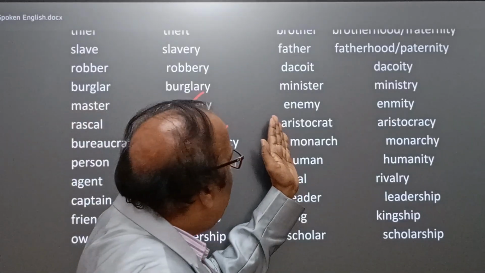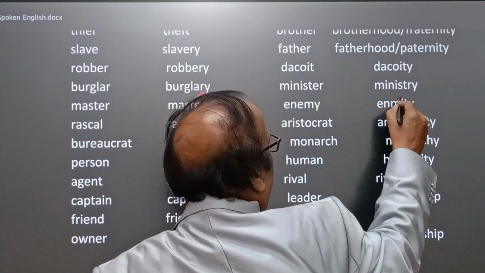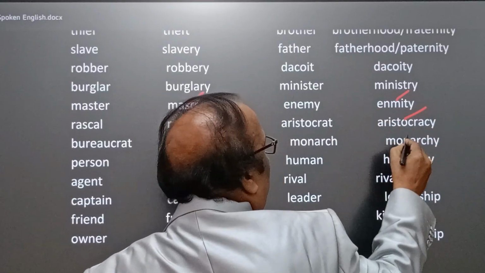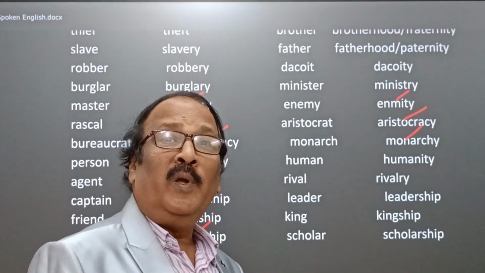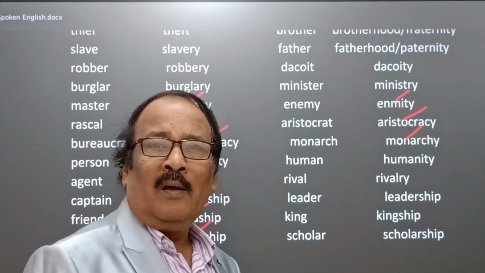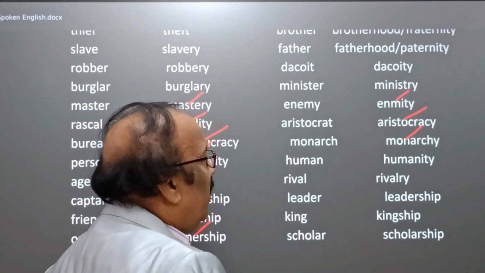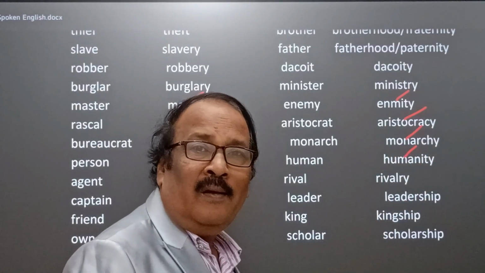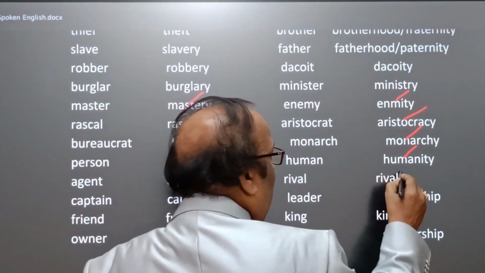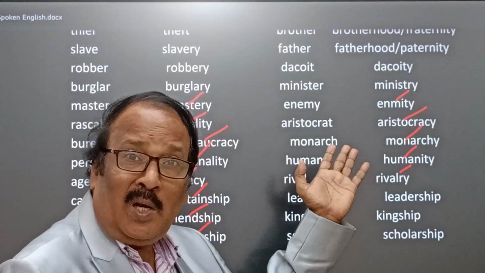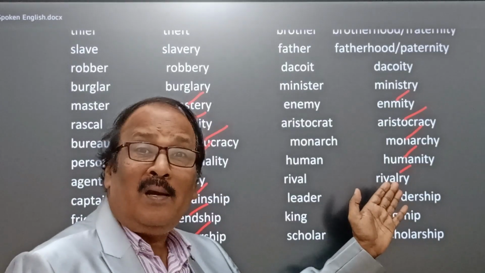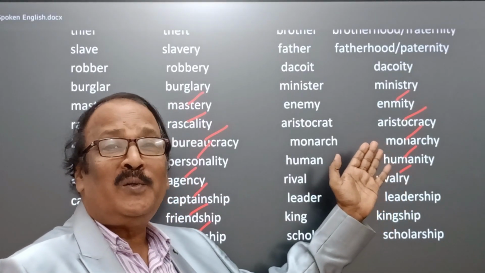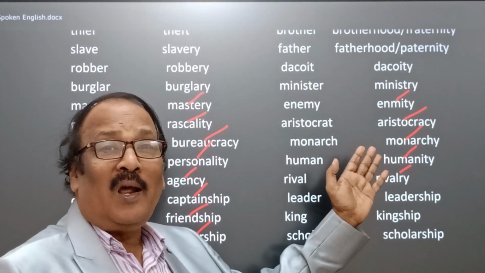Now enmity, aristocracy, monarchy. Monarchy was the rule in ancient or medieval worlds. Humanity makes a man human. And rivalry, which is similar to enmity. Rivalry should not be maintained because we cannot get peace through rivalry.